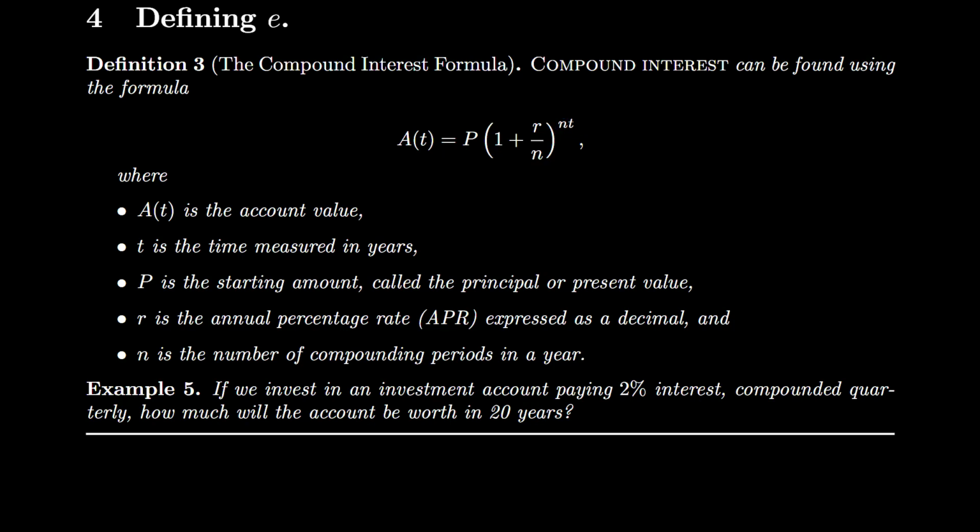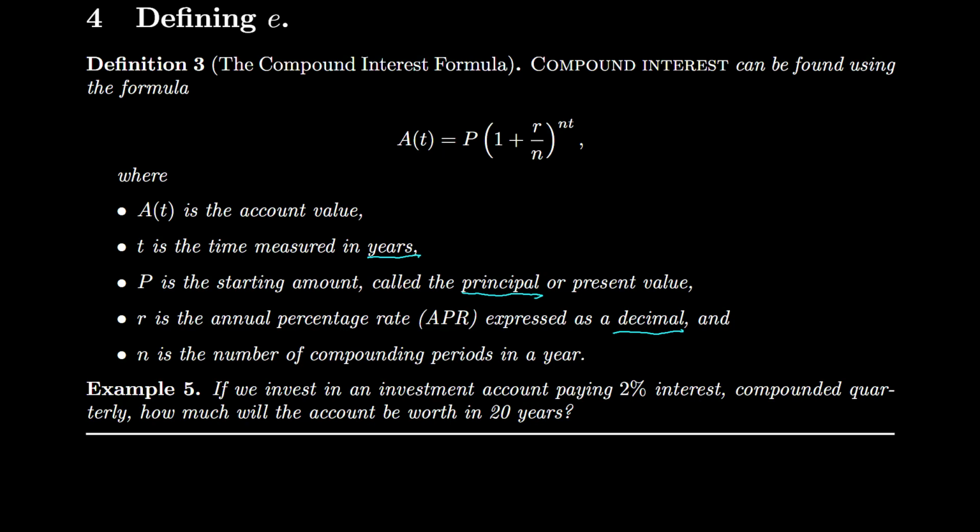A of t is the account value, t is the time, measured in years, please keep that in mind. P is the starting amount, that's called the principal, that's the amount that you start with in the bank, or the present value, it's called the principal though. R is the annual percentage rate, that's the APR, expressed as a decimal, and n is the number of compounding periods in a year.